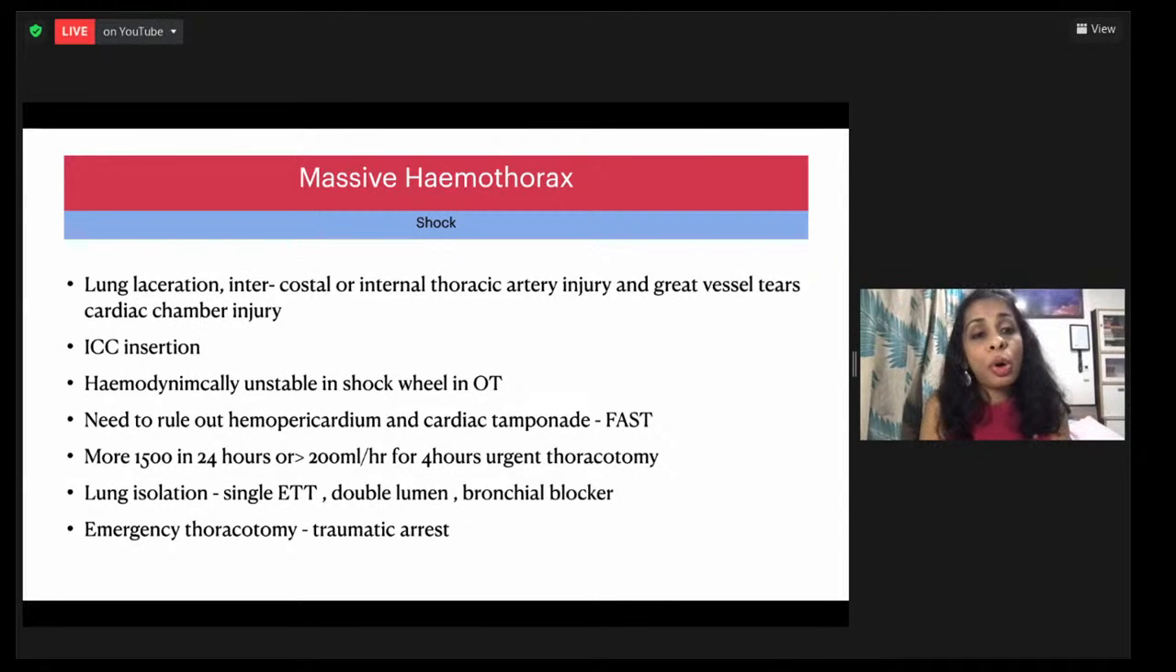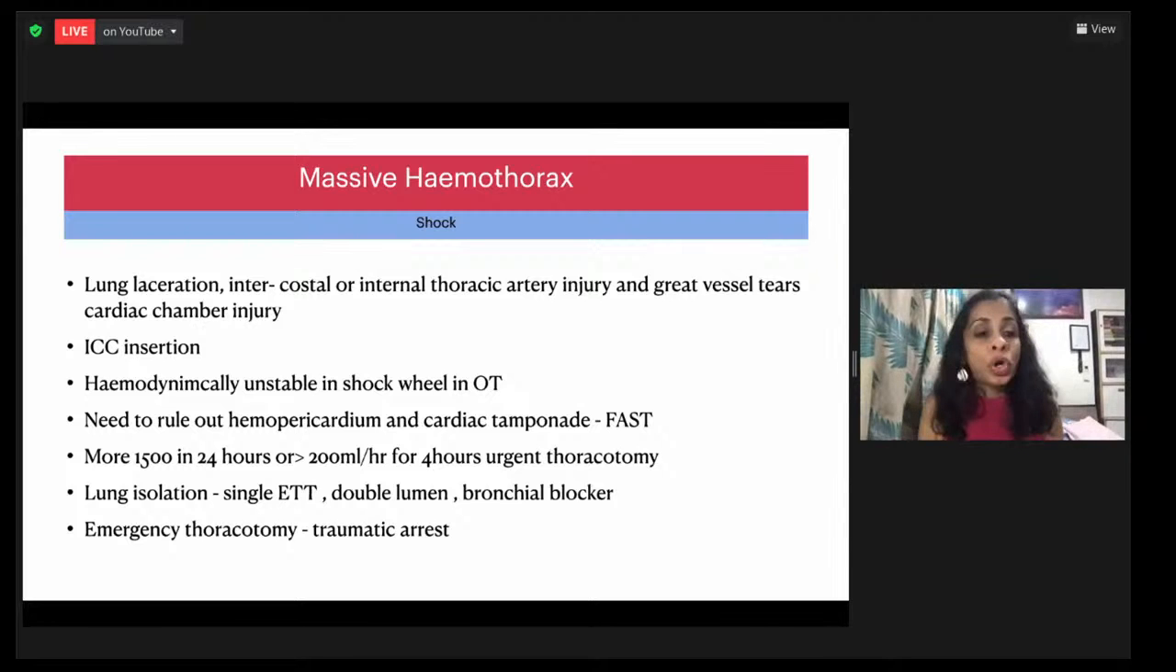Now, the massive hemothorax may be caused because of lung laceration, intercostal injury, and maybe great vessel injury or cardiac chamber injury. Therefore, the patient has to be wheeled in and a thoracotomy done to check whether any of these things are there and to control the bleeding immediately. Sometimes, by the time you're preparing this patient in the OT, the patient exsanguinates right there, and we may witness a cardiac arrest.